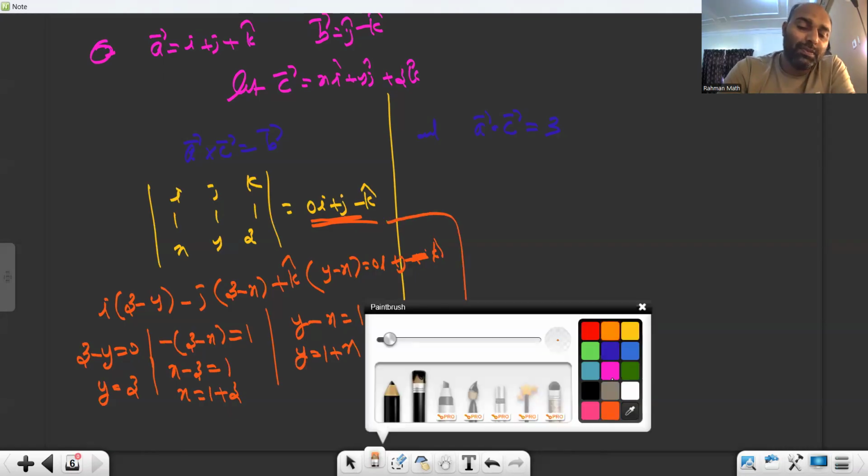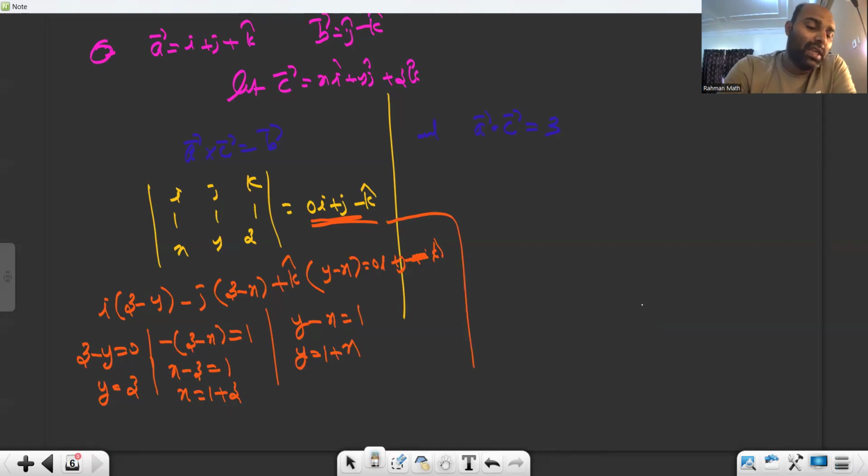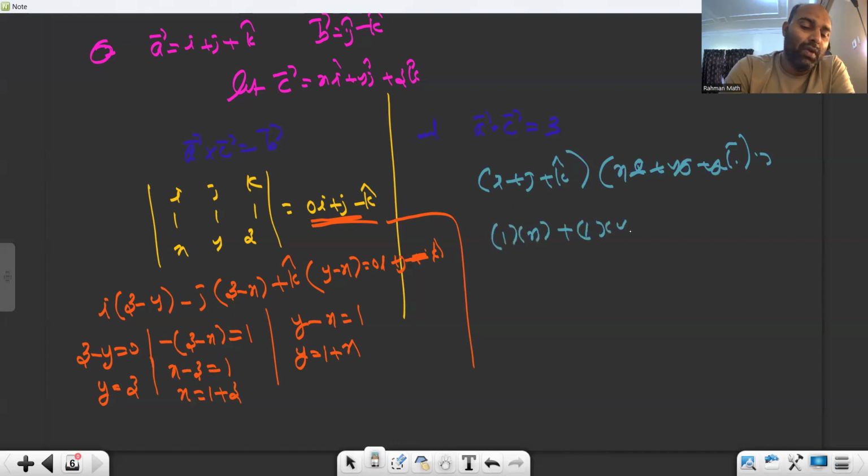A dot C. What is A dot C? A is i plus j plus k. This is what, xi plus yj plus zk equal to 3. Dot product means 1 into X, 1 into Y, 1 into Z equal to 3. So you'll get X plus Y plus Z equal to 3.